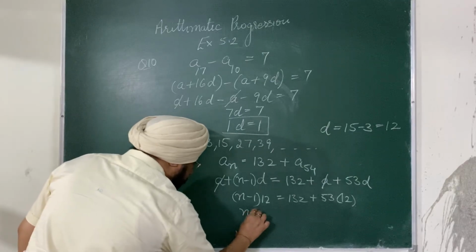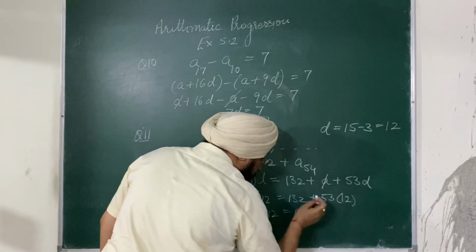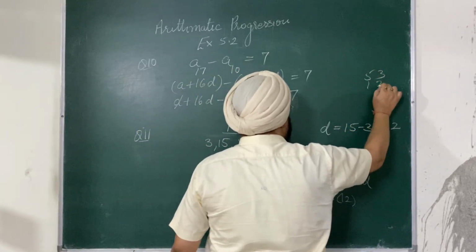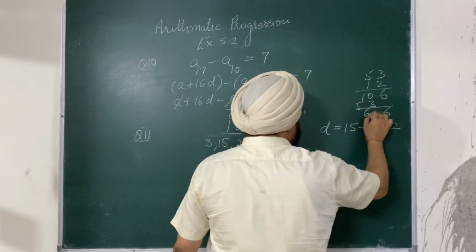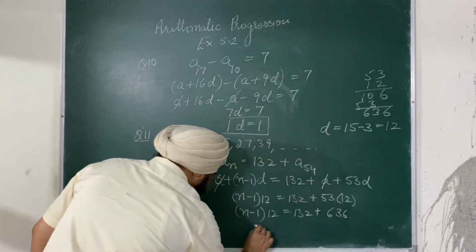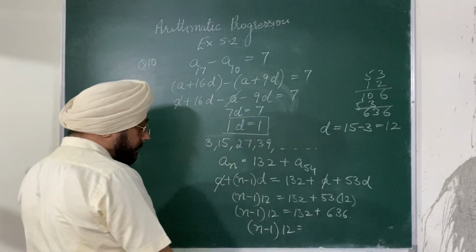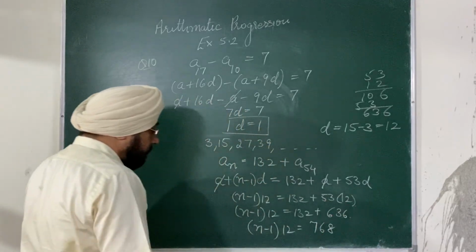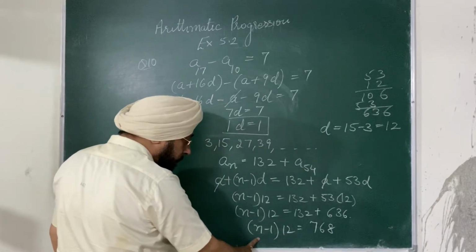So this is (n minus 1) into 12 equals 132 plus 53 multiplied by 12. Now 53 multiplied by 12: that is 106 and 53, so this is 636. When we add 132 and 636, we get 768. So we can see 12 is multiplied by (n minus 1).